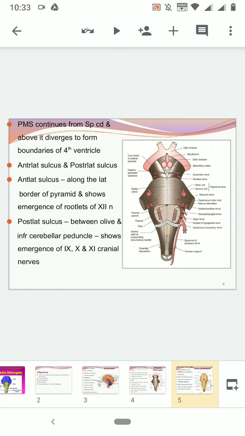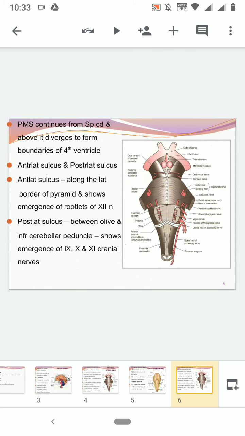Okay, now let's continue. As we go up, we are only concentrating on the ventral aspect still now. When we go to the dorsal aspect, we are going to talk about the PMS. PMS is nothing but the posterior median sulcus. We'll talk about it a little later. Now I am going to tell you what the cranial nerves are and where they emerge.